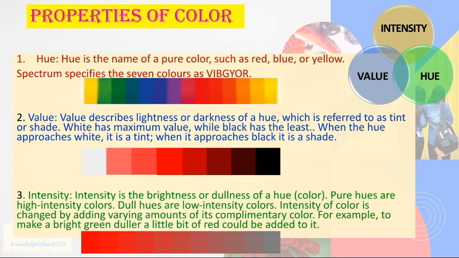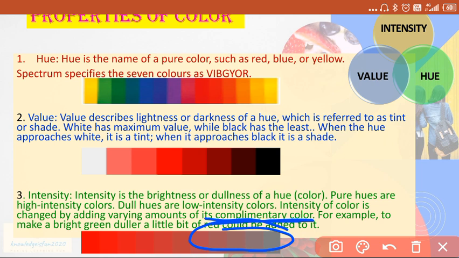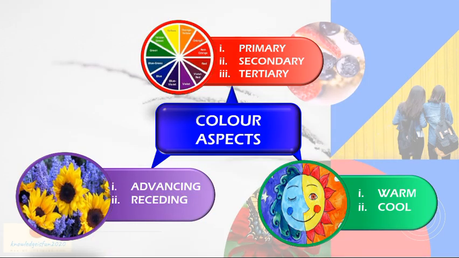Intensity is the brightness or dullness of the hue. Pure colors are high intensity colors, whereas the dull colors are low intensity colors. The intensity of the color is changed by adding its complementary color. Complementary color I'll tell you in detail. We'll cover it now. And there is one more method of making a dull color, that is to add a neutral color to it. Like here you can see red, this is very bright. As you keep on adding the neutral color, it becomes dull. So intensity is the brightness or dullness.